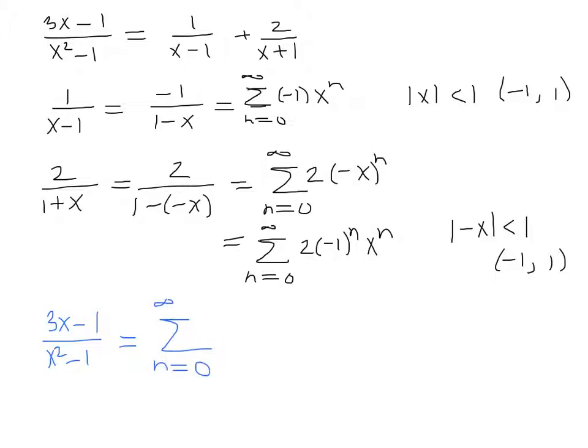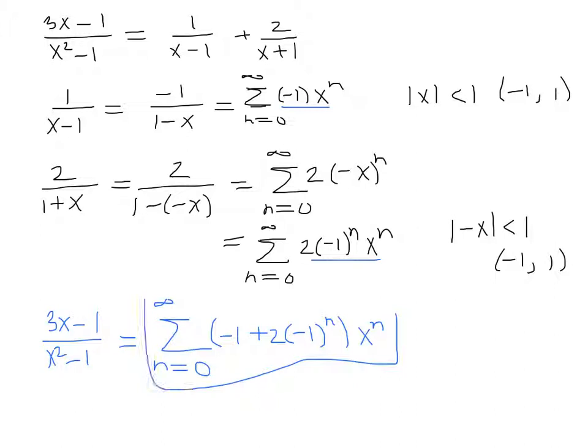And let's just take out the greatest common factor right away. So the GCF will be x to the n. From the first sum, I have a negative 1 left. From the second sum, I have 2 times negative 1 to the n left, and then all multiplied by x to the n. And the interval of convergence of this series is the intersection of these two intervals, which happen to be the exact same thing. So this has interval of convergence negative 1 to 1.